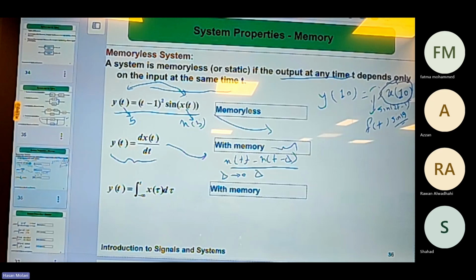Which means here we depend on a time a bit after t. So for the derivative I need 2 different times. How about this one?